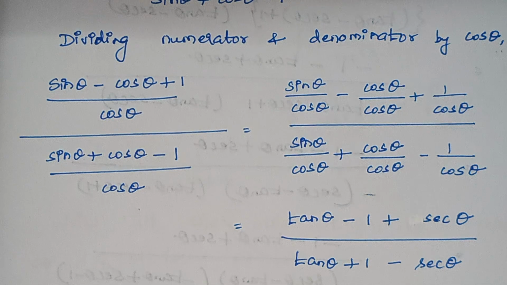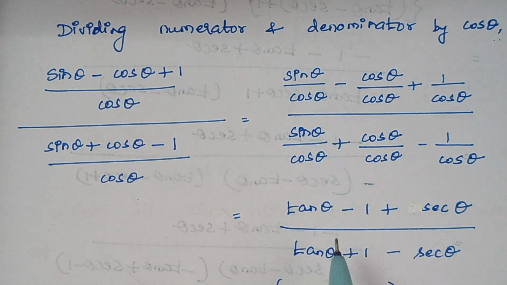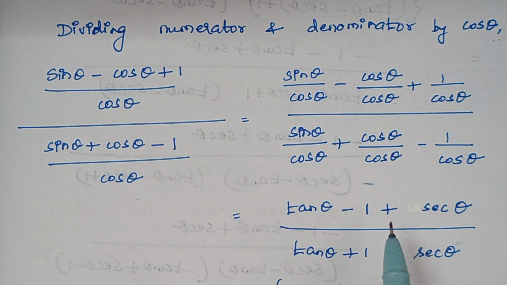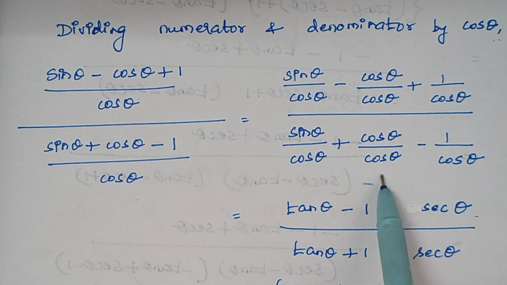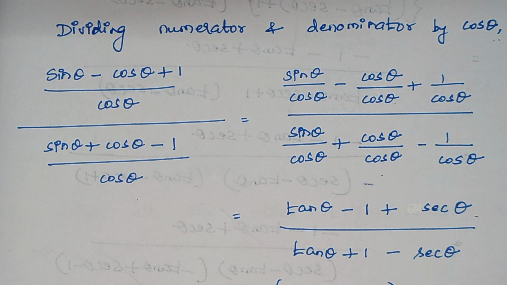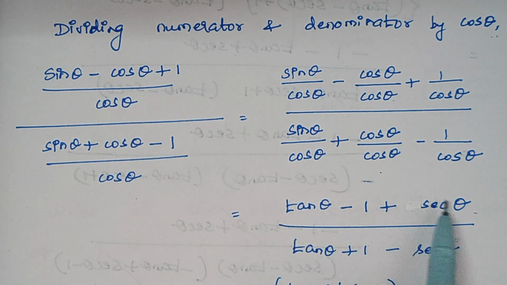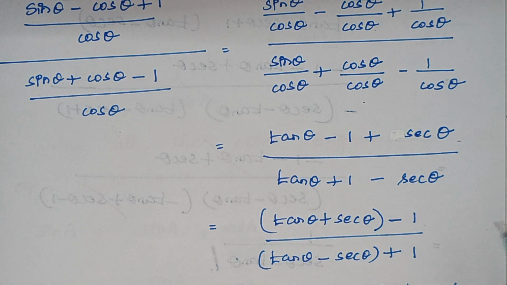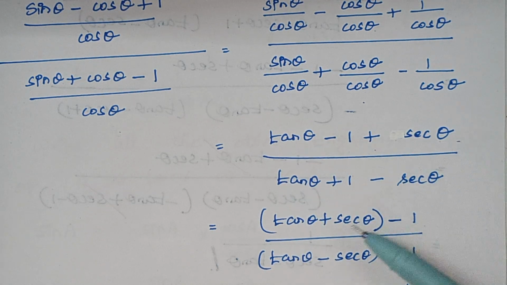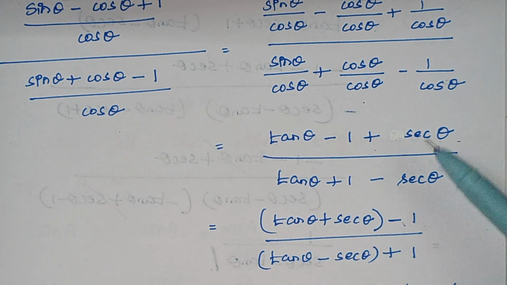Sin by cos is tan, cos by cos becomes 1, and 1 by cos becomes secant. Similarly, sin by cos is tan, cos by cos is 1, and 1 by cos is secant. So we have an expression like this. The next thing is I am arranging it. So tan theta plus secant theta minus 1, and similarly tan theta minus secant theta plus 1.